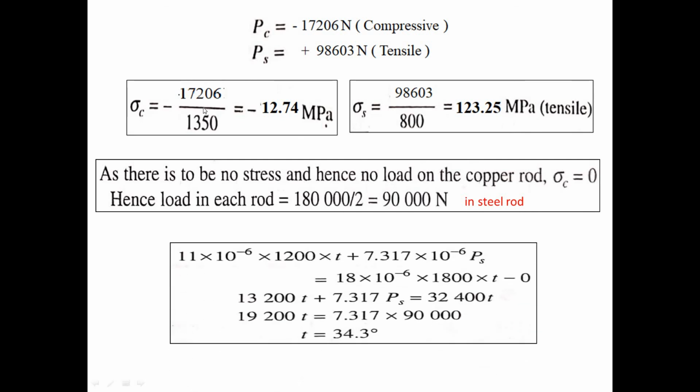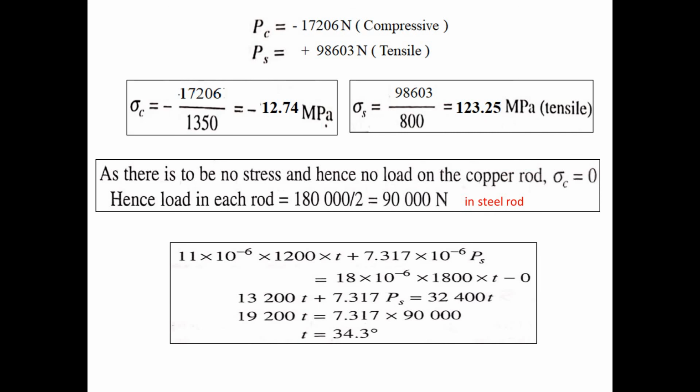Taking the previous equations, the only change is that P_s is the one you have to calculate, and P_c will be considered as 0. Load in the copper rod should be taken as 0. That is another case. So by putting the values, the calculation for T comes as 34.3 degrees Celsius. This is the temperature rise when there is no load in the copper rod, and load in each steel rod is equal to 90,000.